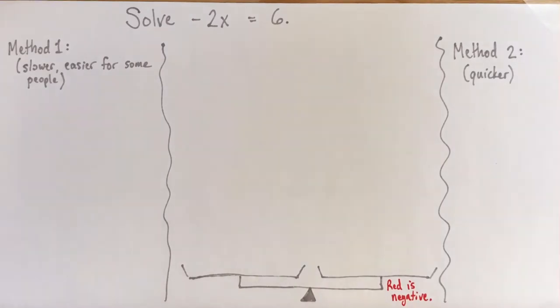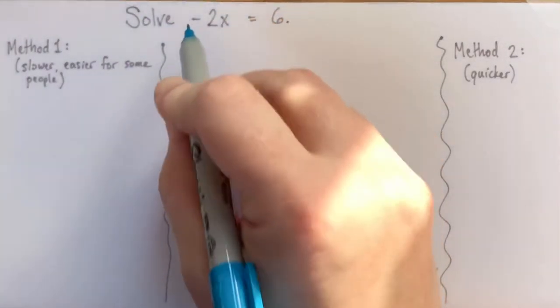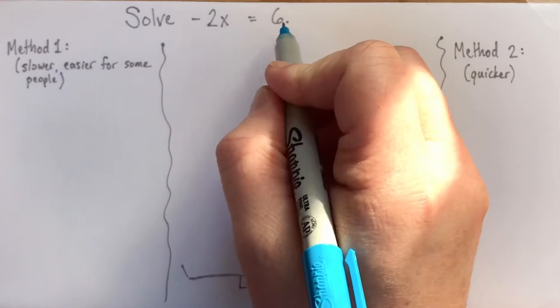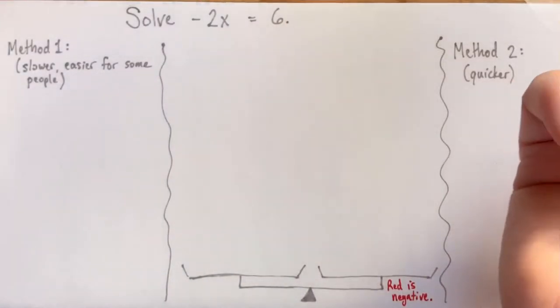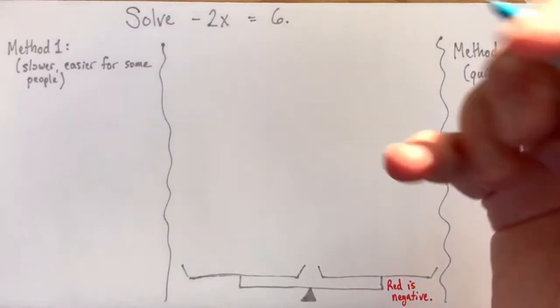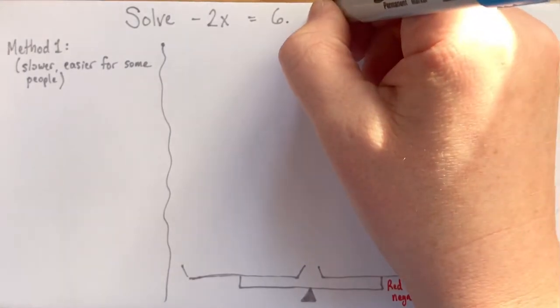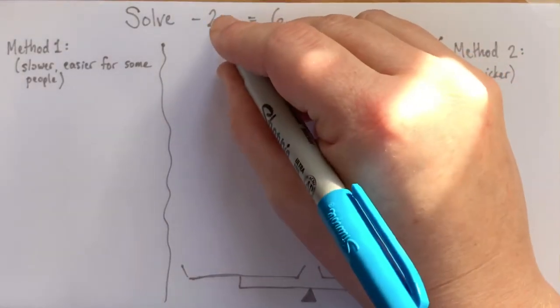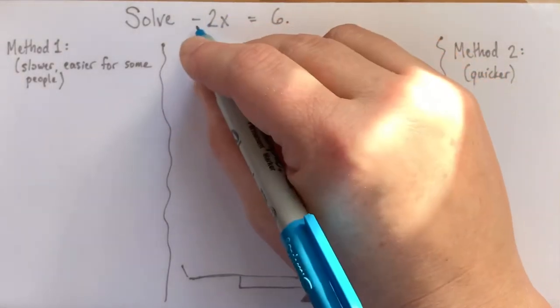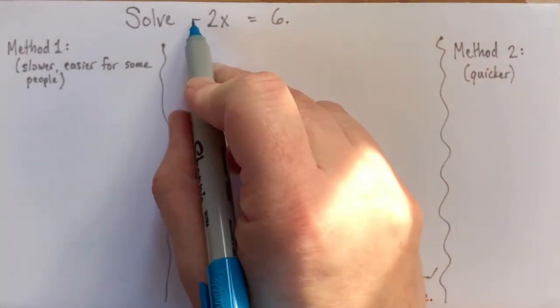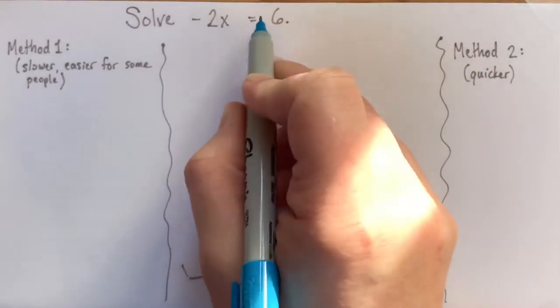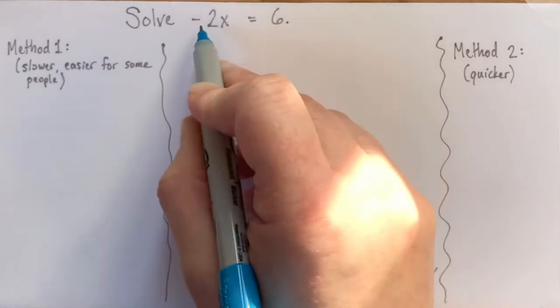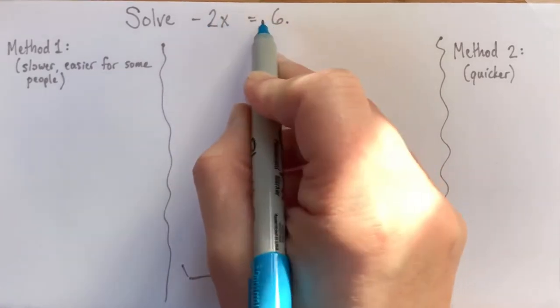So first of all, when someone's asking us to solve negative 2x equals 6, we should quickly review what that means. It means we have to find the value for the variable, which is an x here, that makes this whole equation true, that makes negative 2 times that number the same as 6, or negative 2 times the number we're looking for is going to be 6.